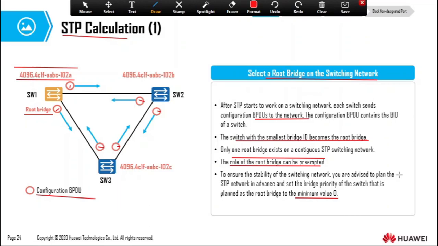If a new switch is added, the default priority is 32,000 and something, so it still will remain the root bridge. Are we together? Yeah. So that's why we do that.